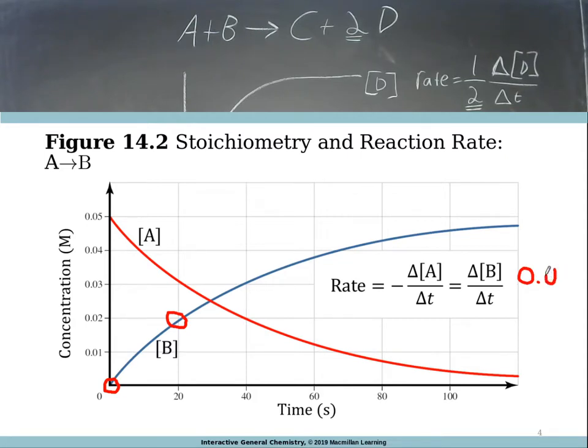Sorry, this is kind of ugly. My graphics tablet isn't working very well. So I'm trying to write with my mouse. And even my mouse is being a bit fickle. Okay, 0.02 molar. And what is the change in time? Well, we went from 0 seconds to 20 seconds, and so that is 20, there we are, seconds.